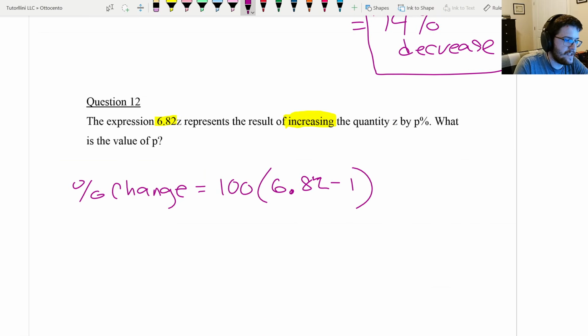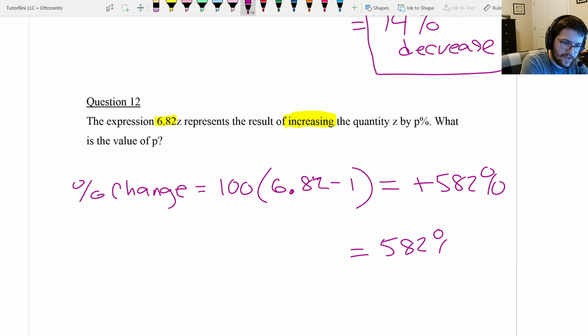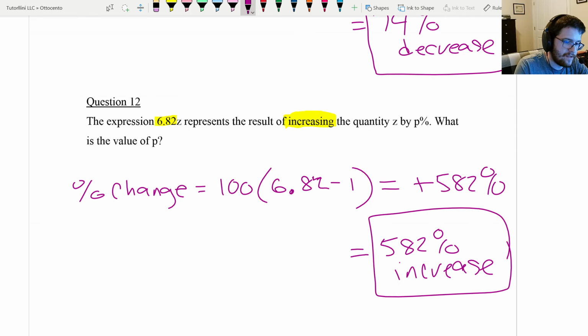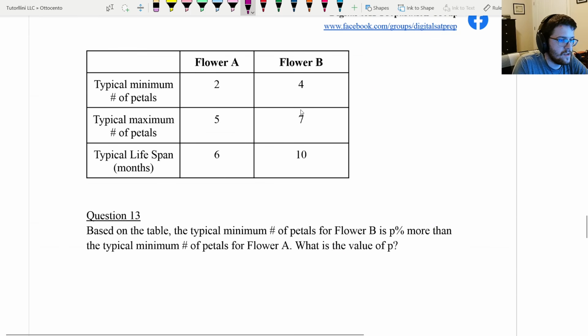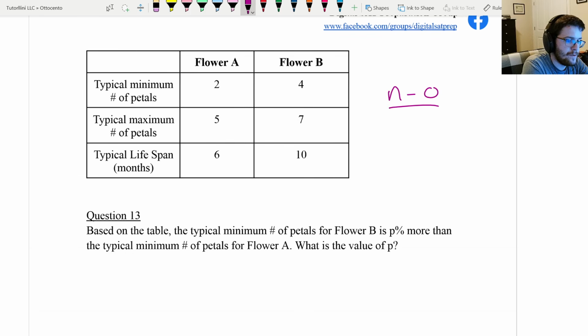That's 582% positive, which is a 582% increase, which is what the question wants us to put. So our final answer would just be 582. Okay, these guys are percent change formula, so don't forget, no times 100.